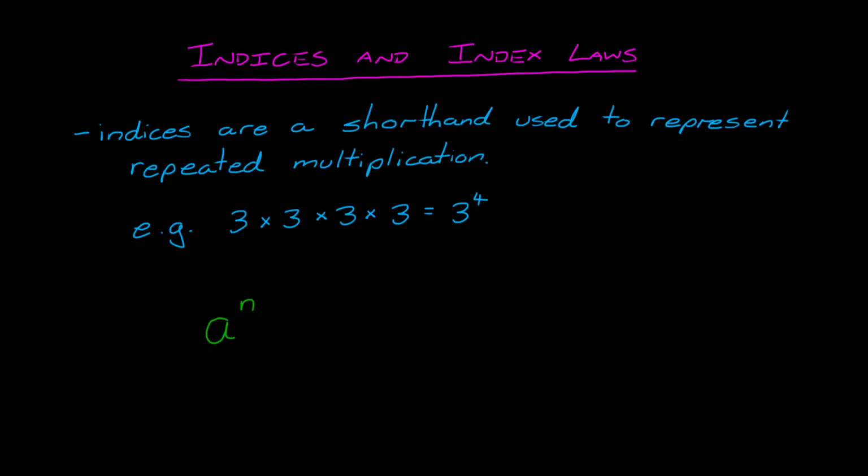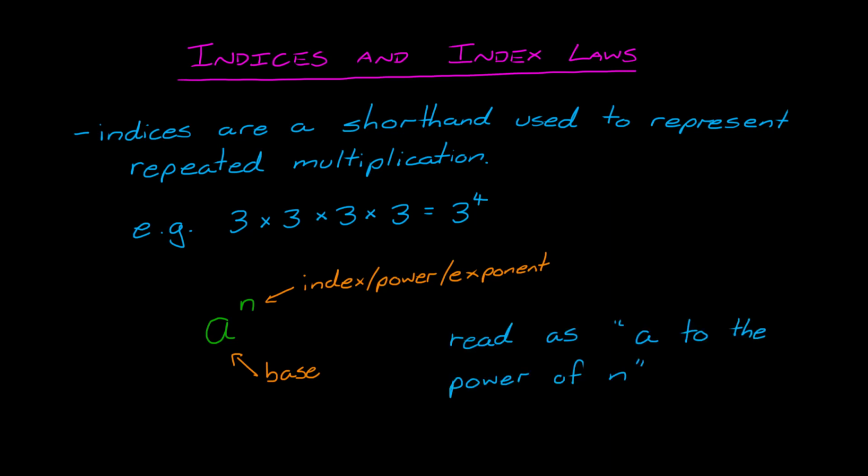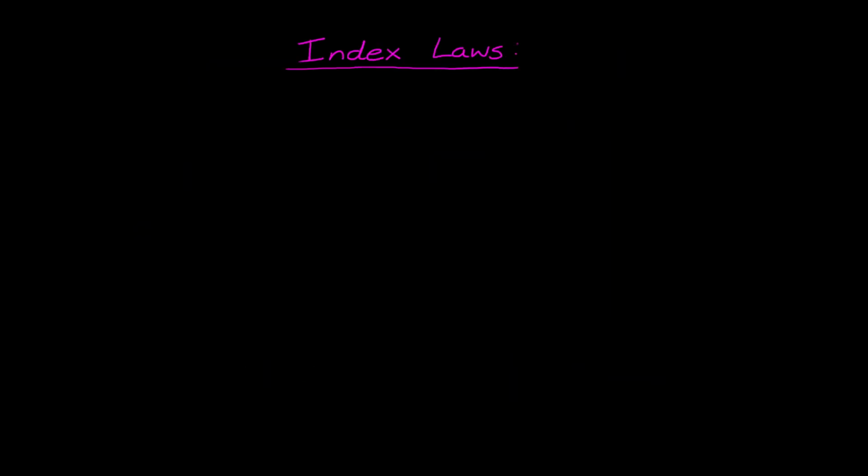If we take a look at a general index expression, a superscript n, we see that it's made of two parts. The number at the bottom is known as the base and is the number that is being multiplied again and again. The number at the top can be known by several names. It's known as either the index, the power, or also as the exponent. This expression would be read as a to the power of n. We'll now take a look at a number of the index laws that make working with indices much easier.